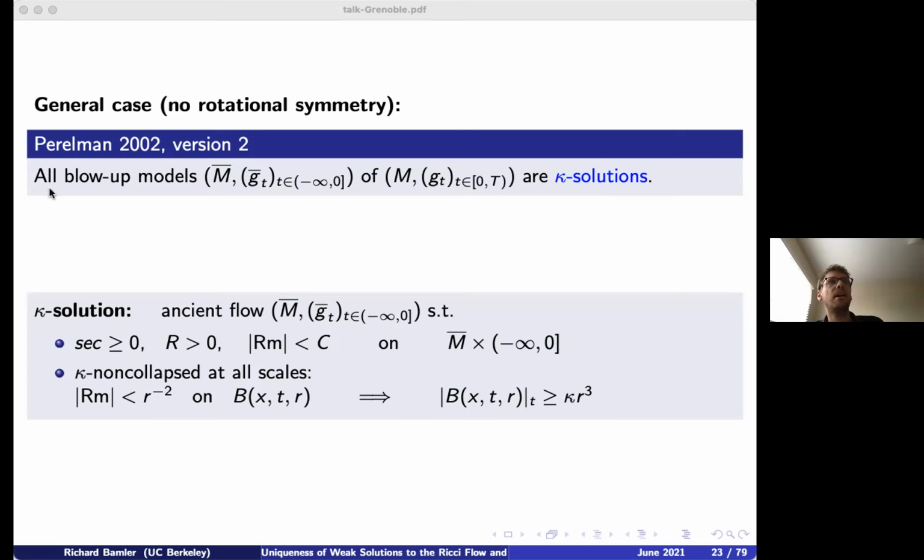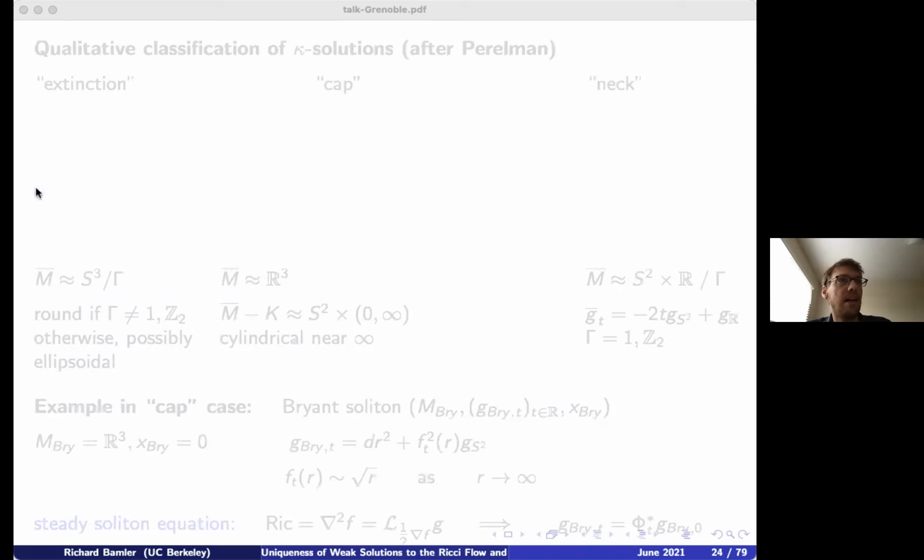So this statement in itself is maybe not very strong. However, it turns out that given these conditions of a kappa solution, we'll be able to classify what kappa solutions look like. And this statement is only strong with what I'm going to show you on the next slide, namely the classification of kappa solutions. This was done by Perelman. He took all these properties of kappa solutions and then he could classify them and show that there are basically three different categories of kappa solutions.